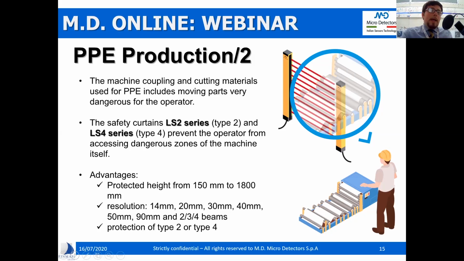In this way, we can install LS2 or LS series. They are light curtains, which create a real barrier. In other words, they give an impulse, a signal to the machine to stop itself when an operator goes, let's say, over these beams.